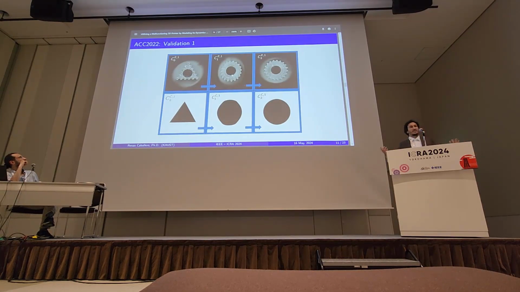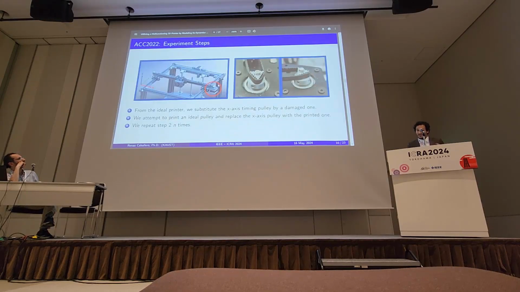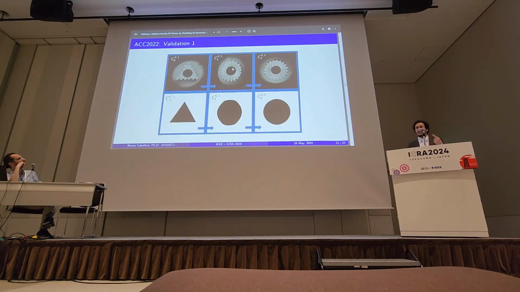So basically we didn't achieve self-repair, but we asked the following question: in some sense, is this new pulley better than this one? What happens if we substitute the broken triangular one with this one and we attempt to print again? And when we did that, actually, we achieved self-repair in a second iteration, which was interesting. So we asked ourselves whether this works depending on the initial condition.